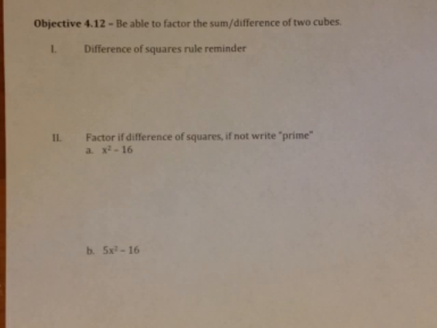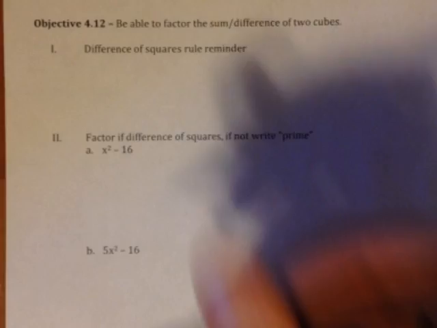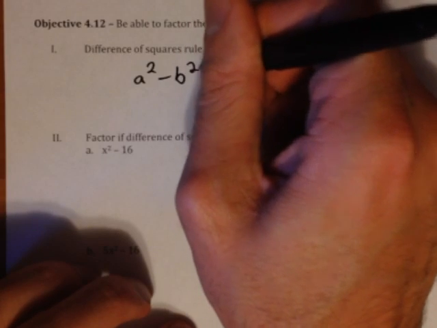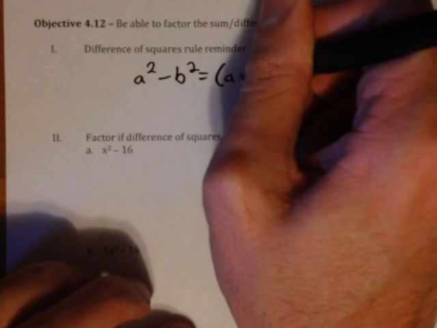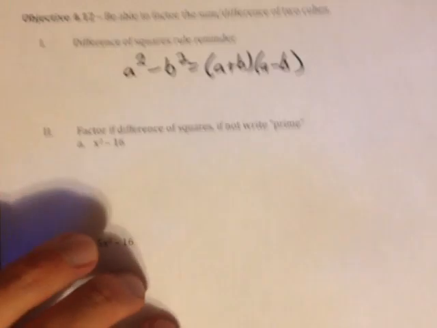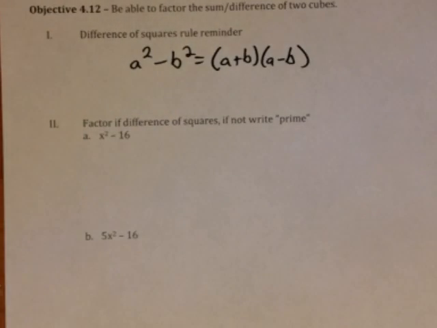Okay guys, today we're learning how to factor the sum or difference of two cubes. We had this difference of squares rule before, which said if we could write something as the difference of two perfect squares, that we could factor it like this. A squared minus b squared equals a plus b times a minus b. That was the rule.